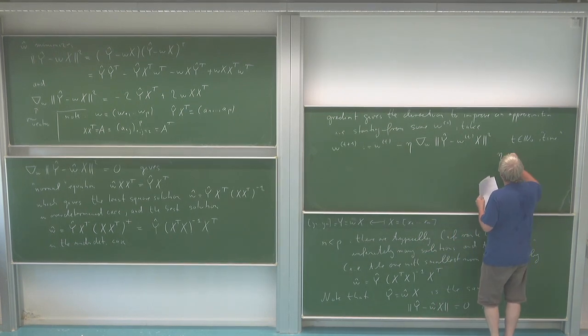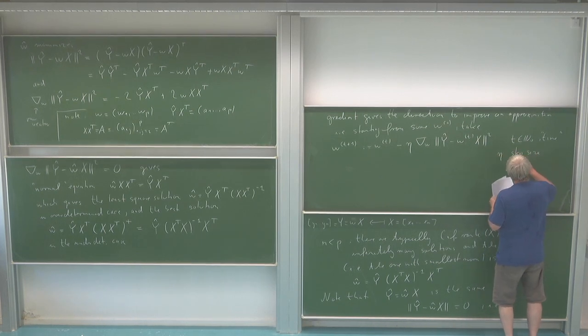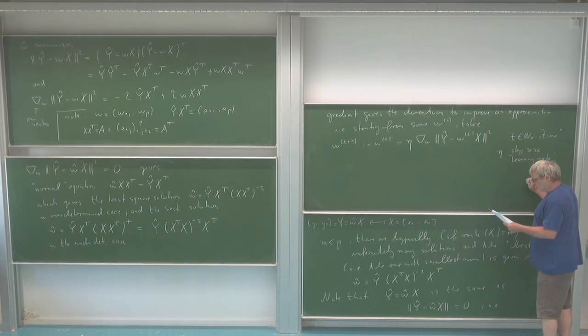So eta is the step size, or in the neural net context also called the learning rate.